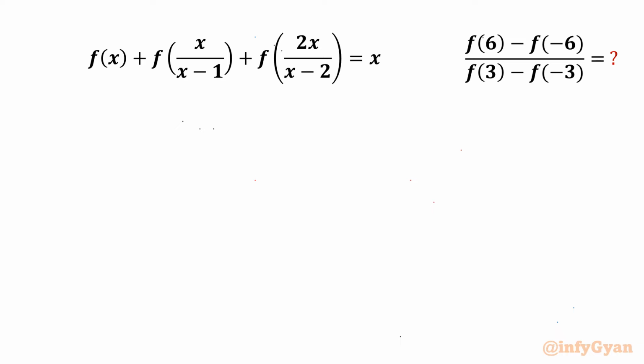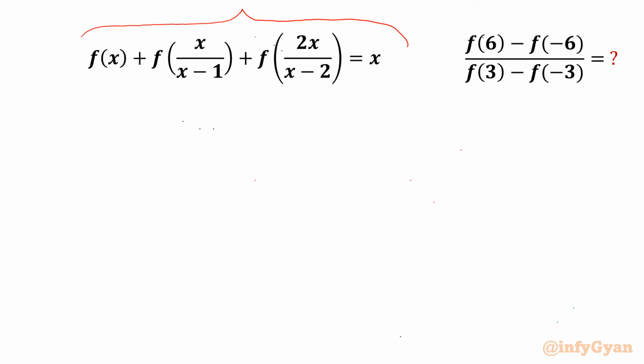In this video, we'll be solving another very interesting question from functional equations where we have to evaluate (f(6) − f(−6)) / (f(3) − f(−3)). The given functional equation is f(x) + f(x/(x−1)) + f(2x/(x−2)) = x. Here x and f(x) are both mapped real to real.